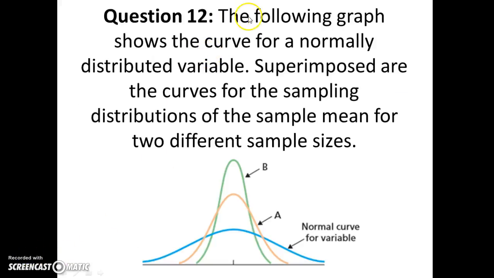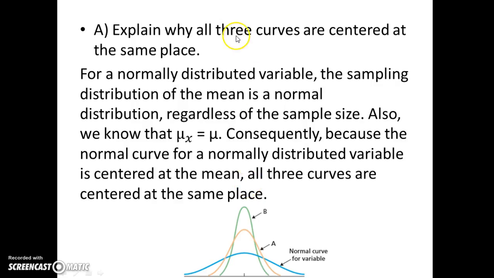Question 12. The following graph shows the curve for a normally distributed variable. Superimposed are the curves for the sampling distributions of the sample mean for two different sample sizes. This is the normal curve for the variable, and A and B are for the sample sizes. Explain why all three curves are centered at the same place.